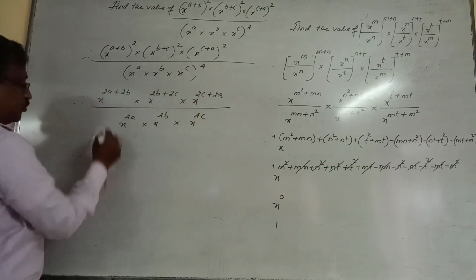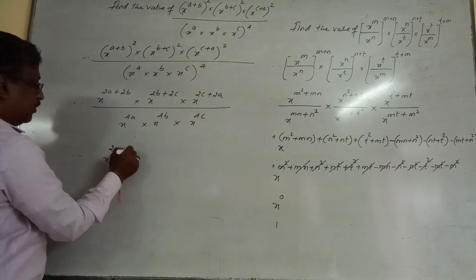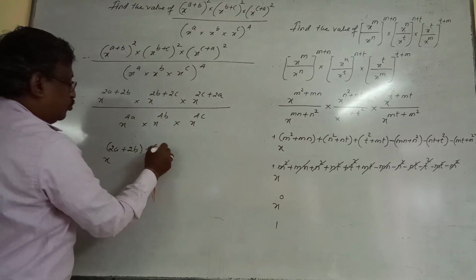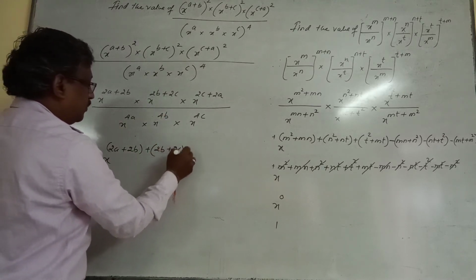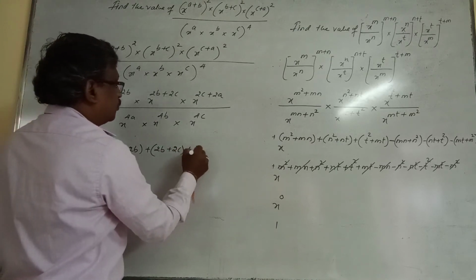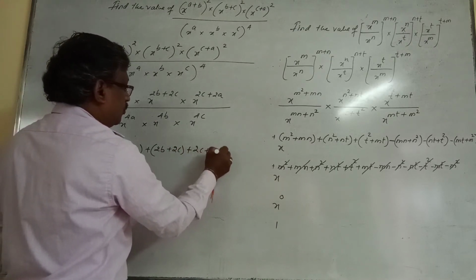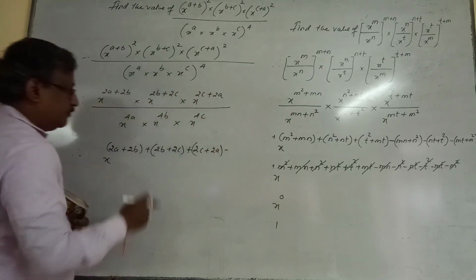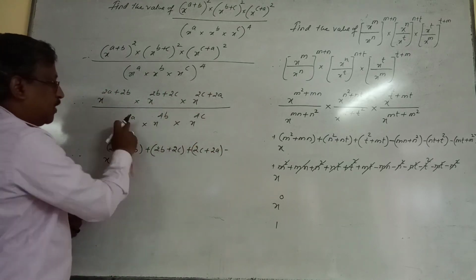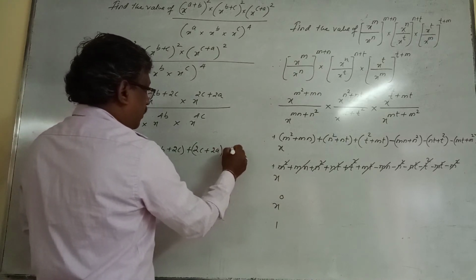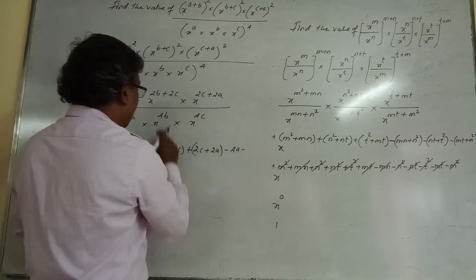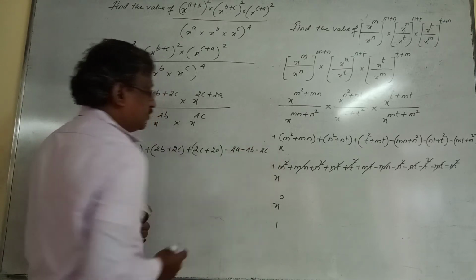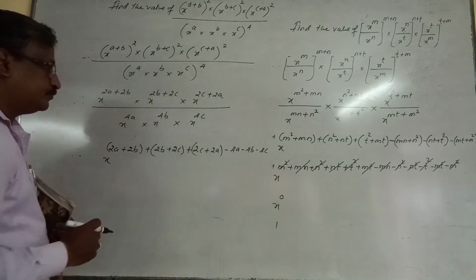So it is x raised to 2a plus 2b, plus 2b plus 2c, plus 2c plus 2a. This plus this plus this. From this we have to subtract these 3 indices: minus 4a, minus 4b and minus 4c. Yeah, like that.